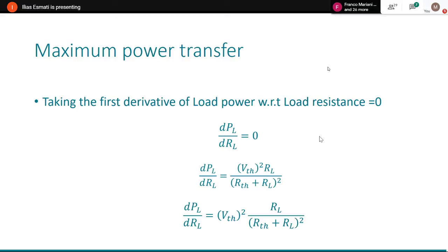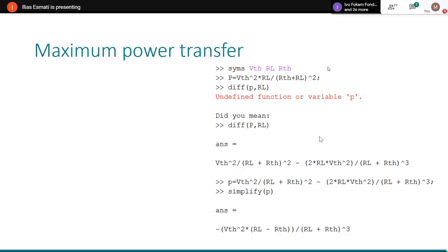Since the focus is not math, the focus is how to apply it. So for those of you still saying, holy math, don't be discouraged. So this is what we do. You can see here, I write my equation, which is, hey, power is equal to V Thevenin squared multiplied by RL divided by RTH plus RL squared.